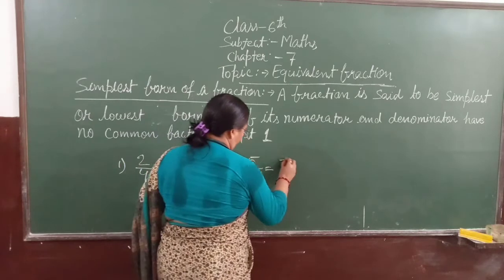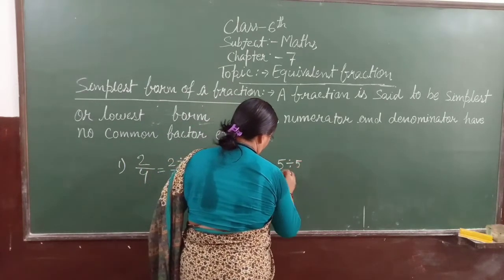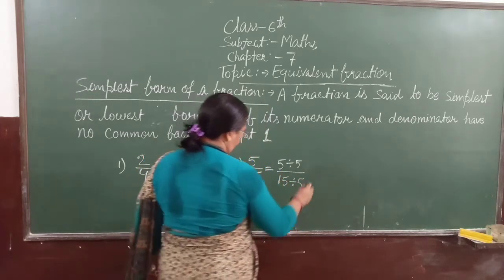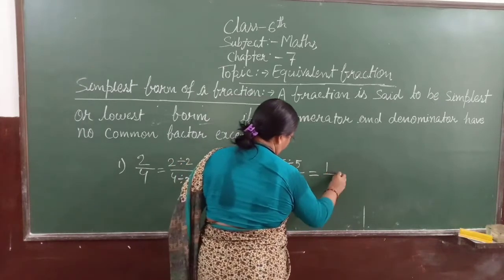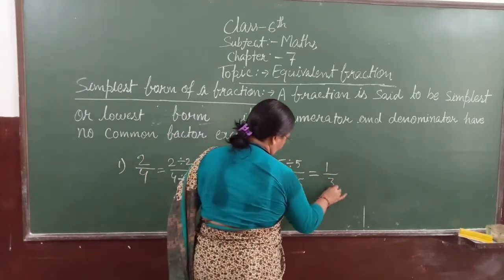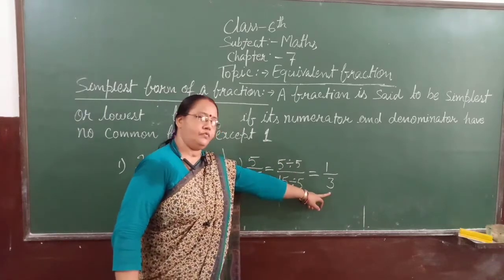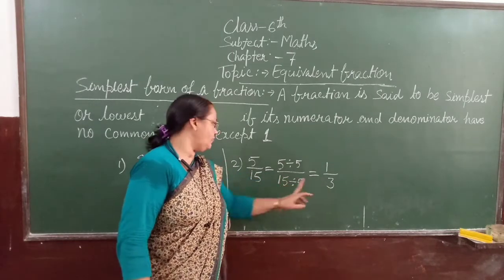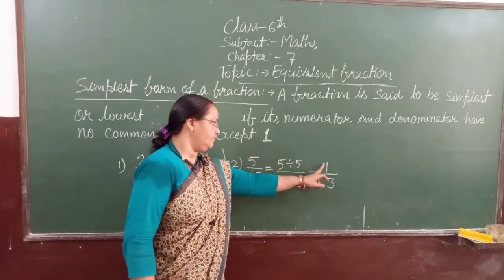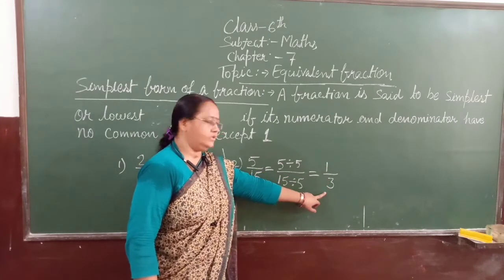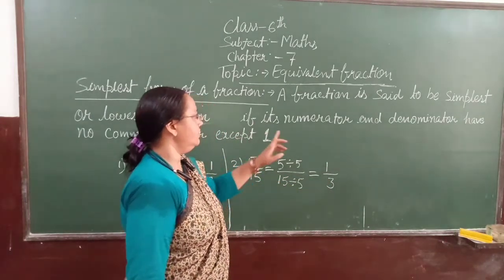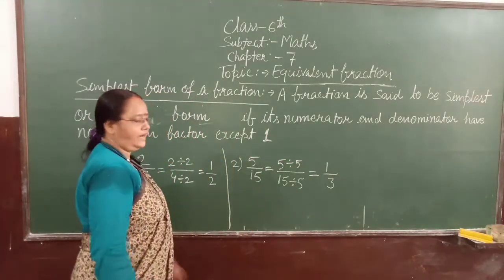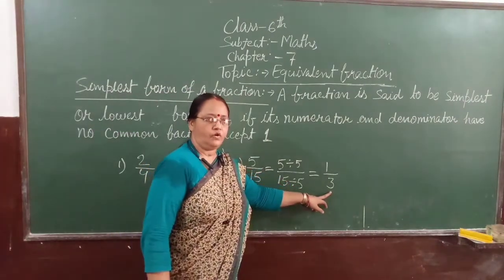So 5 divided by 5 and 15 divided by 5. What we get here? 1. This is 5 3s are 15. This is the simplest form of 5 upon 15. 1 upon 3 is the simplest form of 5 upon 15 because here common factor of 1 and 3 is 1. As the definition says, if the common factor of numerator and denominator is 1, then that fraction is said to be in simplest form.